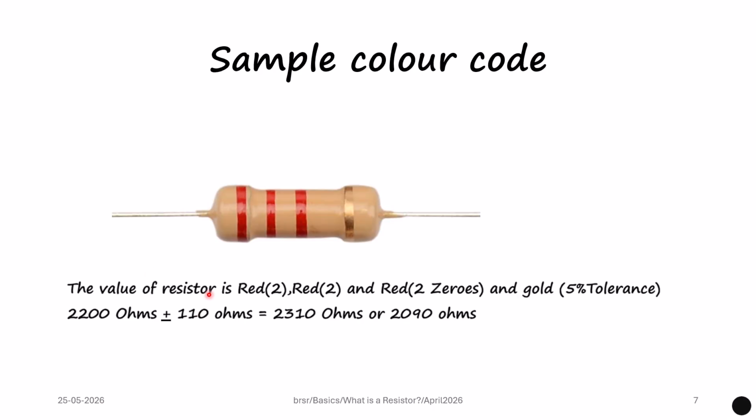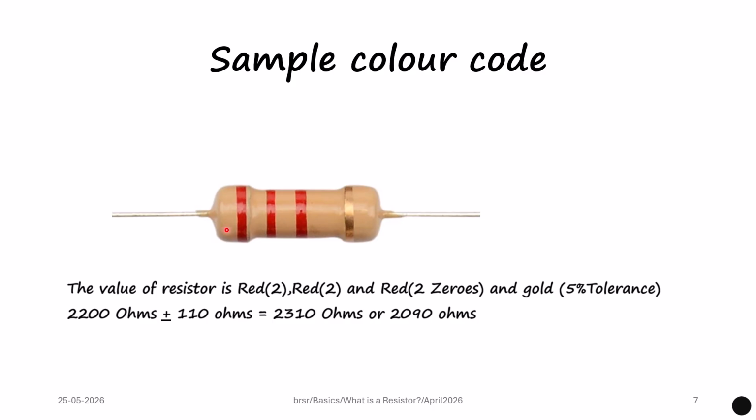Let us understand the color coding using a sample resistor. Now let us see that this resistor has got 3 red bands and 1 golden band. This means that the first band represents the first digit, red being 2. The value for red is 2. The first digit is 2. The second band is also red. So the second digit is also 2. The third band represents the number of zeros. And this third band represents there are 2 zeros.